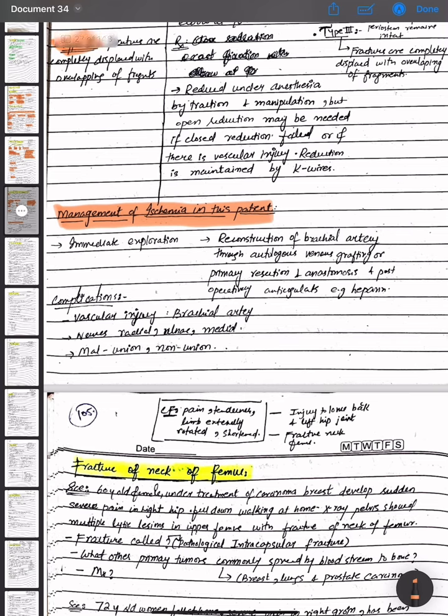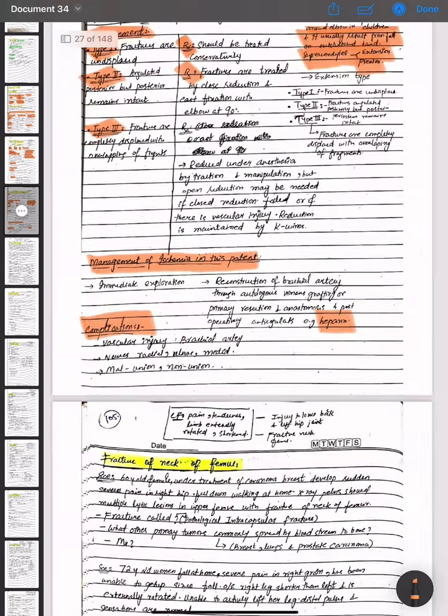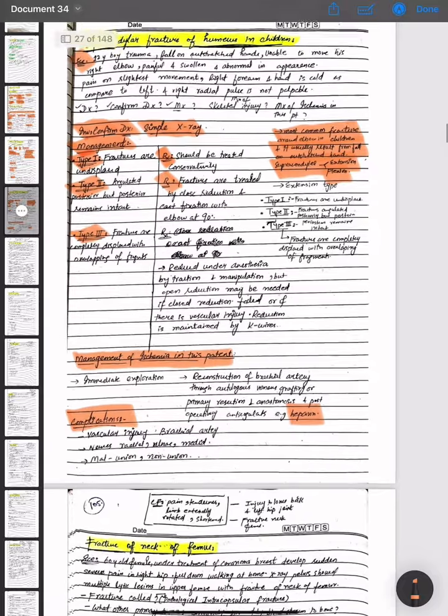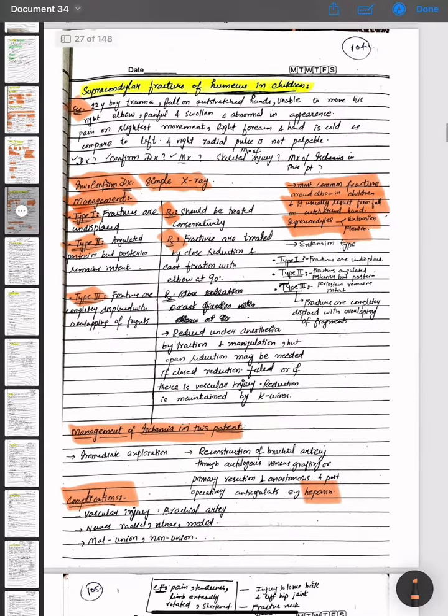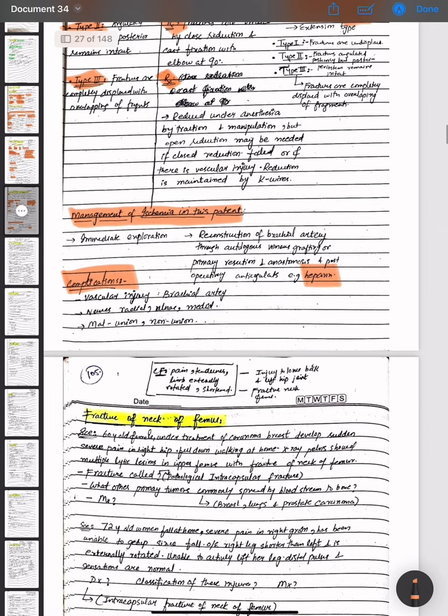Then complications occur. Complications are vascular injury to the brachial artery, nerve injuries to the radial, ulnar and median nerves, and malunion or non-union. These are usually the complications of all types of fractures. So what we have discussed in supracondylar fracture: first we studied the scenario. Then we do the investigations, and the investigation is simple X-ray. Then we classify the fracture. There are three main classification types. Then we provide the treatment according to the fracture type. Then we discuss the management of ischemia in this patient, and then the complications.